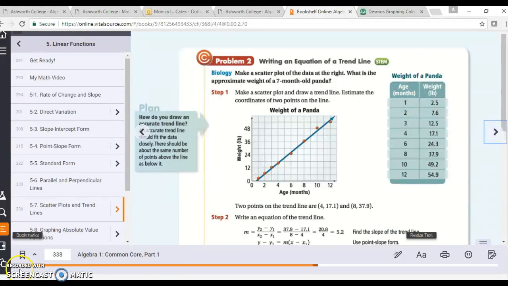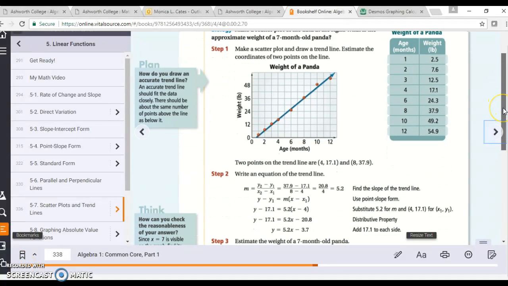age in months. So 1 month, 2.5 pounds, 2 months, 7.6 pounds, 3 months, 12.5 pounds, and so on and so forth. And so they made a scatter plot here. And then they're going to make an equation for the trend line. So in order to do that, they chose 2 points. The 2 points that they chose, does it matter which 2 points you choose? No, but they chose 4 and 17.1 and 8 and 37.9, and they found the slope.